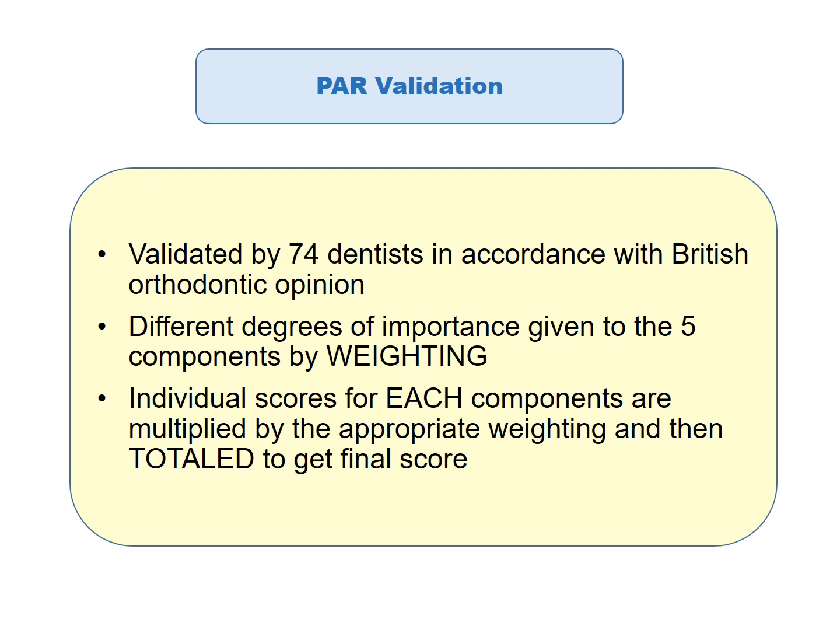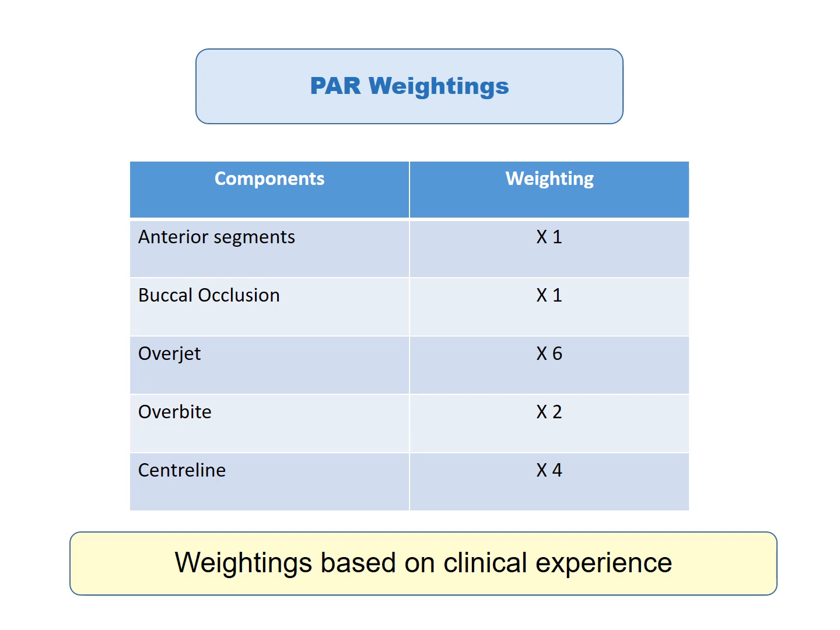Now, the peer assessment rating, PAR, is validated by 74 dentists in accordance with British orthodontic opinion. It has different degrees of importance given to the 5 components by means of weighting. Each individual score for each component is multiplied by the appropriate weighting and then totaled to get the final score. Now, this table shows the PAR weightings, and you can see the overjet is given the biggest rating, which is a multiple of 6, followed by the center line, which is a multiple of 4, overbite a multiple of 2, whereas the anterior segments and the buccal occlusion are multiplied by 1. And these weightings are based on clinical experience.